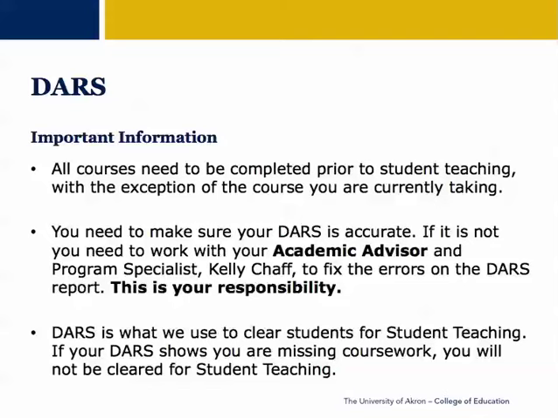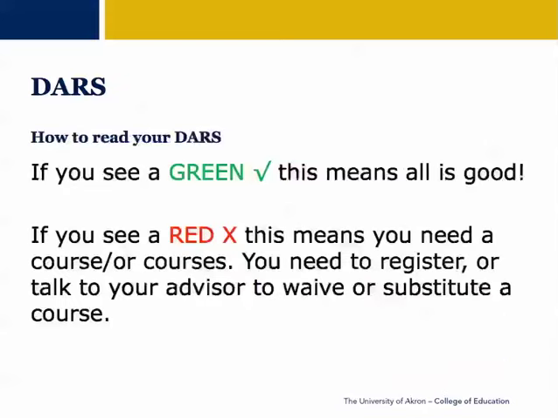You're going to have to make sure you look at DARS, look at your PCD, and if there's any difficulty, contact your faculty advisor. DARS is what we use to clear you for student teaching. If your DARS shows that you're missing any coursework, you're not going to be able to be cleared for student teaching because you won't meet one of those eligibility requirements. So it's important that you log into My Akron and take a look at your DARS if you haven't.